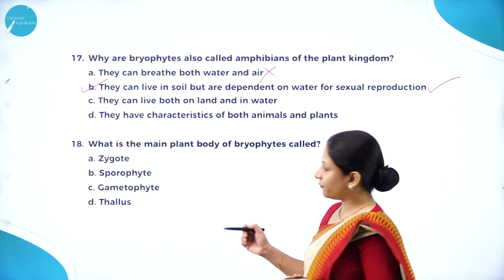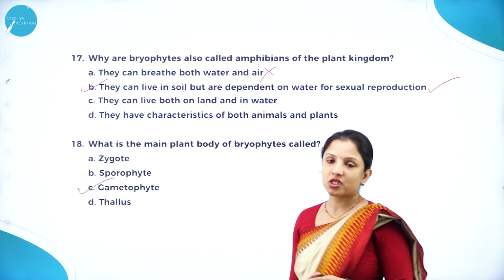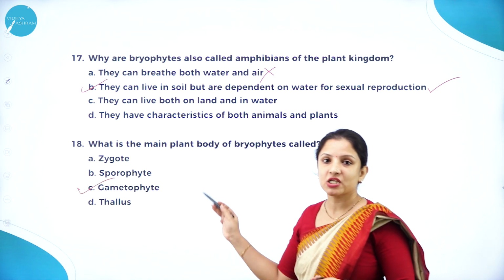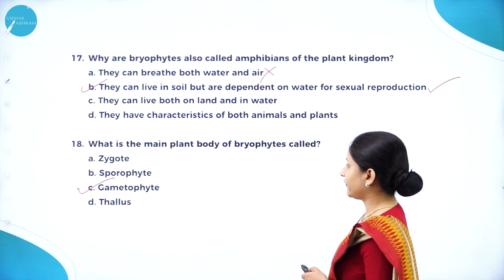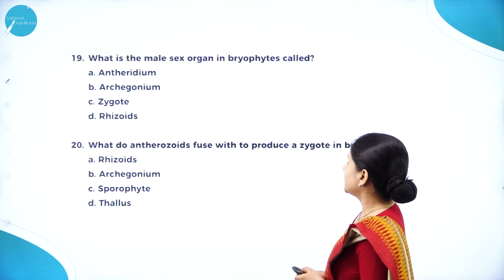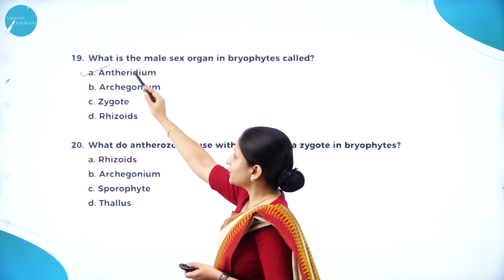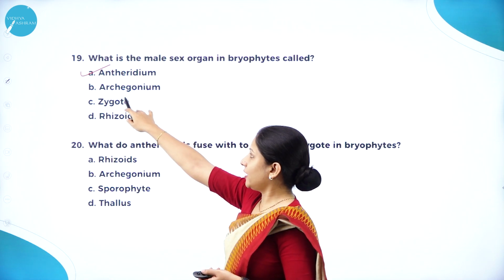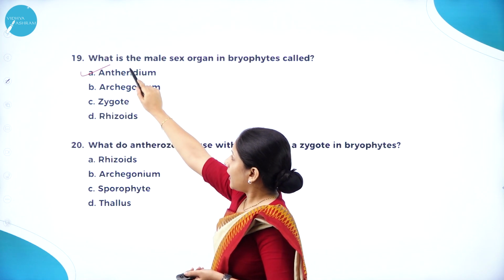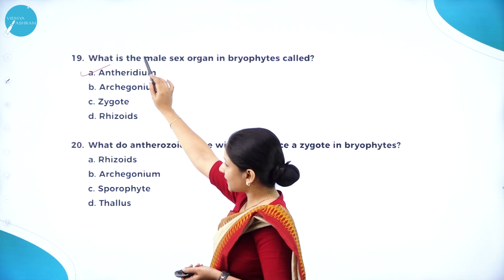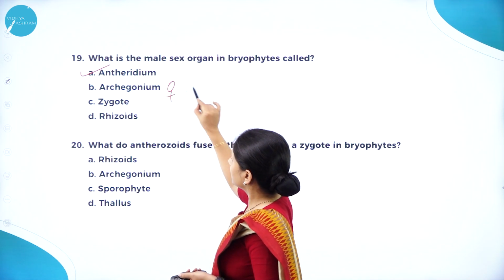The main plant body of bryophyte is called the gametophyte. Therefore, the gametophytic generation is the most predominant stage in the life cycle of bryophytes. What is the male sex organ in bryophytes called? It is called antheridium. The antherozoids and the oogonia, the egg, fuse to form the zygote. The male sex organ is called antheridium, whereas the female sex organ is called the archegonium.